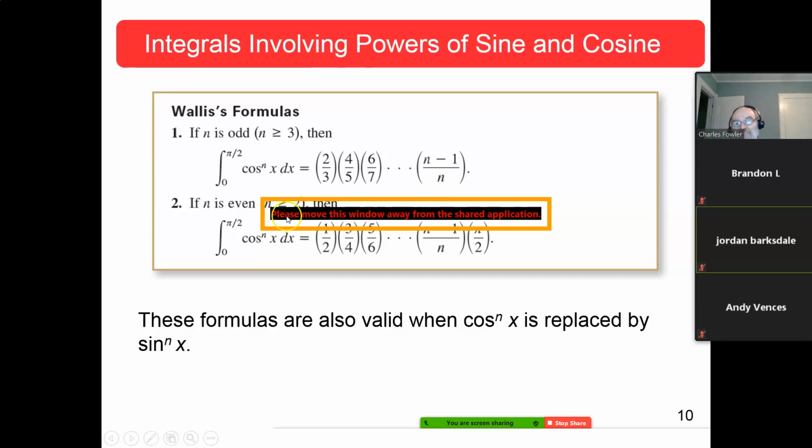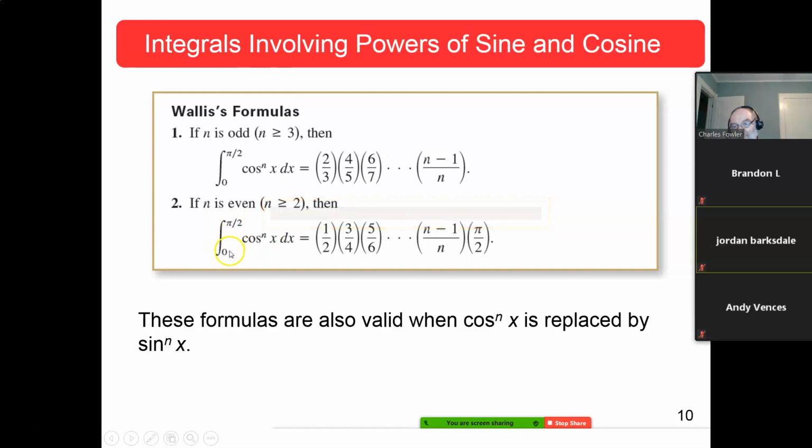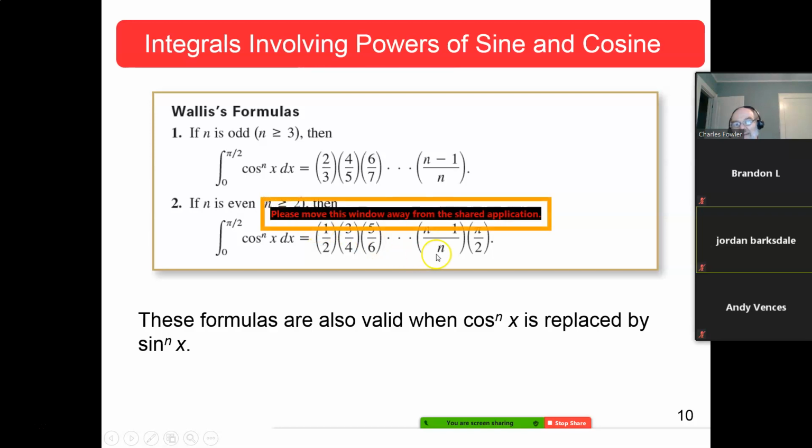Now, what if your n was even, which ours was? It was a 4. That n has to be greater than or equal to 2. Then the integral from 0 to pi halves of cosine nth x dx would have been n minus 1 over n. So if that n was 2, 2 minus 1 over 2, that's 1 half. If it was 4, then it's times 3 over 4.